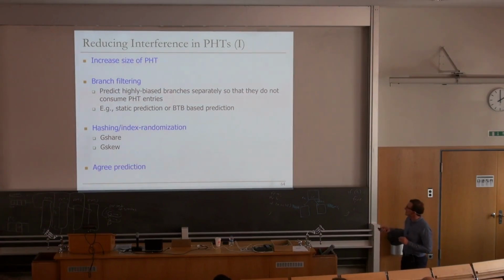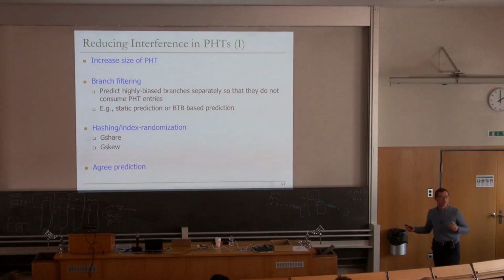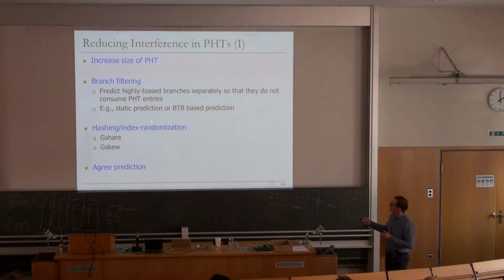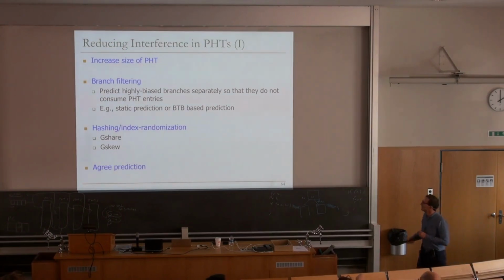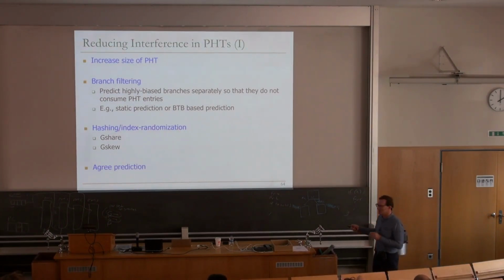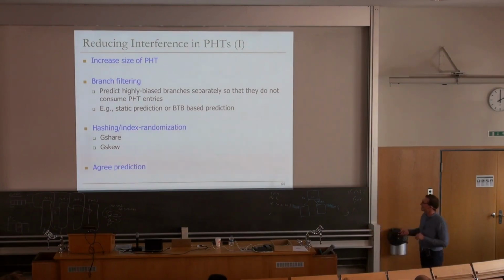The other is filtering branches, and this is a nice idea. Predict highly biased branches separately so that they do not consume PHT entries, pattern history table entries. This is kind of obvious. Maybe you could use the BTB or the static predictor for that. Then hashing and index randomization, G-share. We're going to see the G-skew also. It's going to be very similar to skewed associative caches. They're by the same person. And we're going to see an interesting idea, agree prediction.